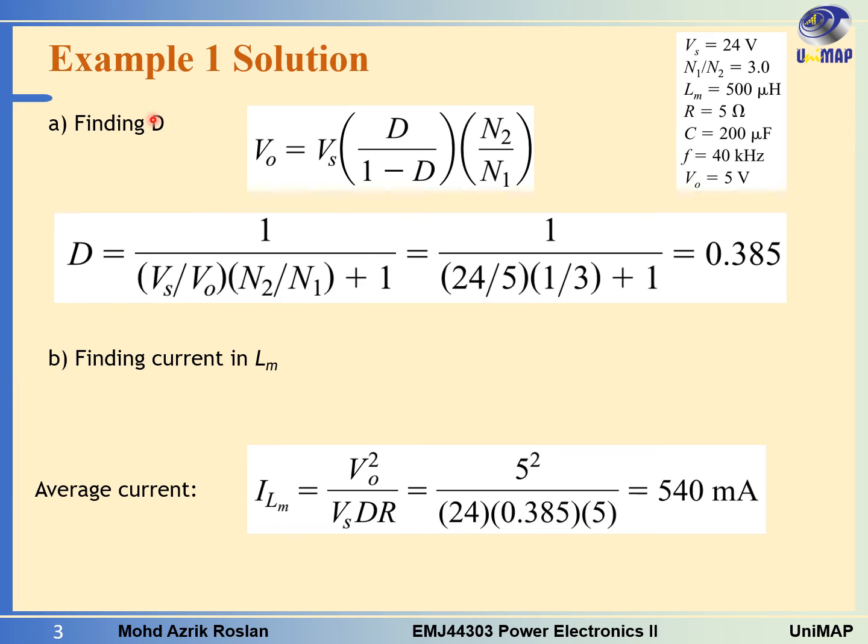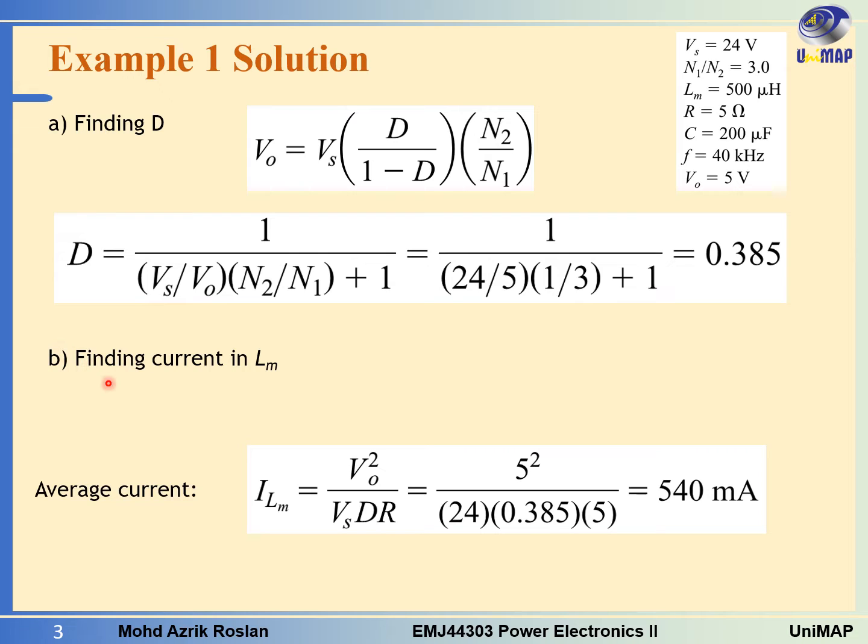For part A, you are required to find the duty cycle D. We know that the equation that relates the output voltage and the input voltage is this one: Vs multiplied by D over 1 minus D, multiplied by N2 over N1. When you replace all the values, because all the values are given here, you will get the duty cycle is 0.385.